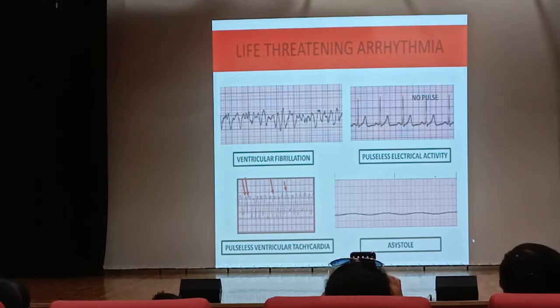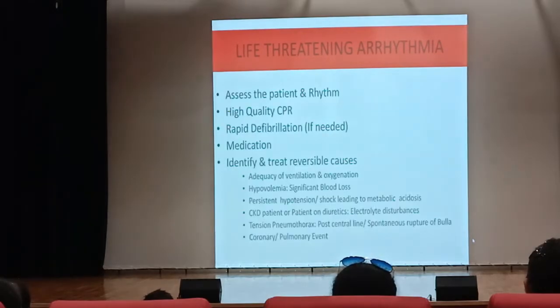Can anybody tell me what is the difference between these four? Can we divide them into certain groups? Excellent. These two, ventricular fibrillation and pulseless ventricular tachycardia, are shockable rhythms. Pulseless electrical activity and asystole are non-shockable rhythms, where we continue with CPR along with the other management.